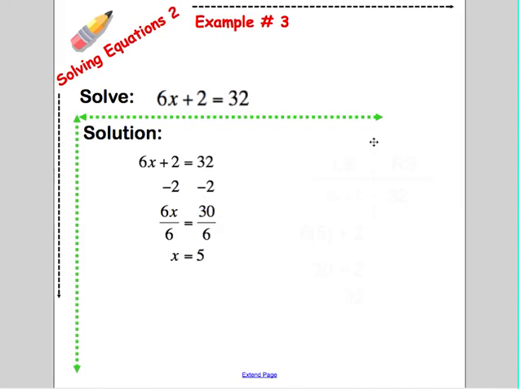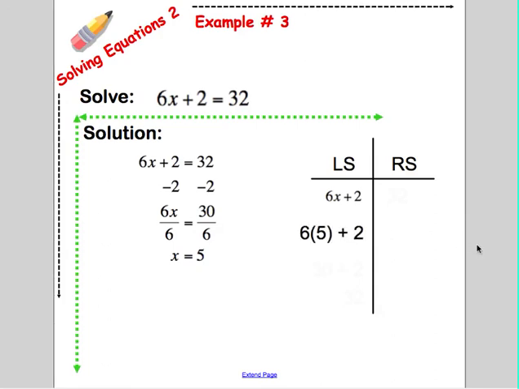Once again, I'm going to do a formal left side, right side check. I'll set up my little chart, and the left side of the equation was 6x plus 2. I substitute in my value from my solution. X equals 5 goes into where the x is. So I have 6 times 5 plus 2. I'll simplify a bit. 6 times 5 is 30. Adding 2 to 30 leaves me with 32. Remember to follow your order of operations properly, or you can get hung up in your checks. Well, the left side equaled 32, and the right side of the equation equaled 32 as well. So we know that x equals 5 is our solution.